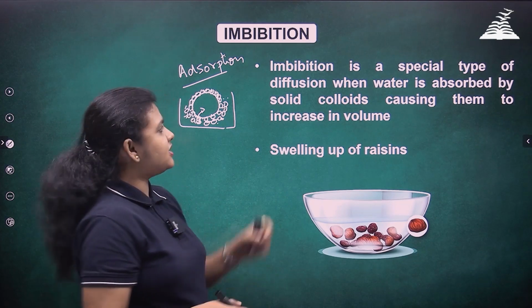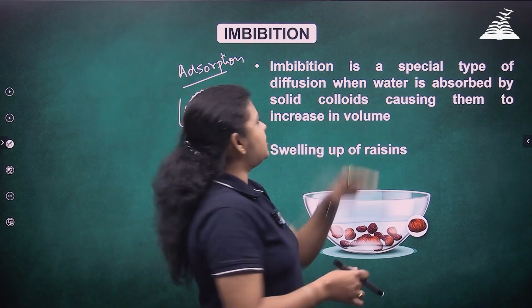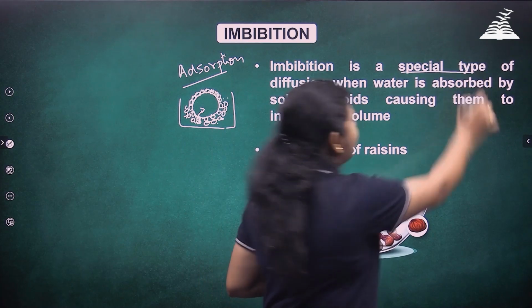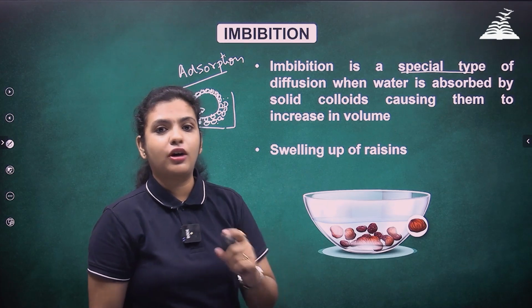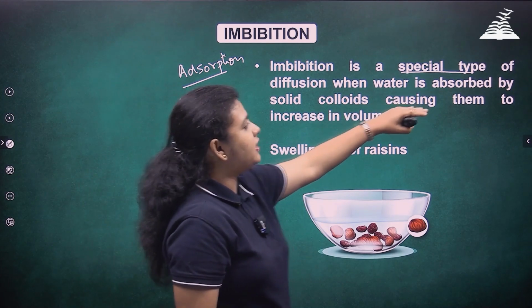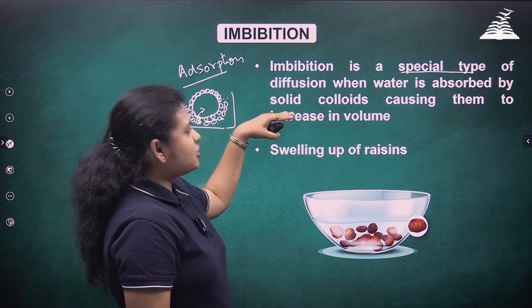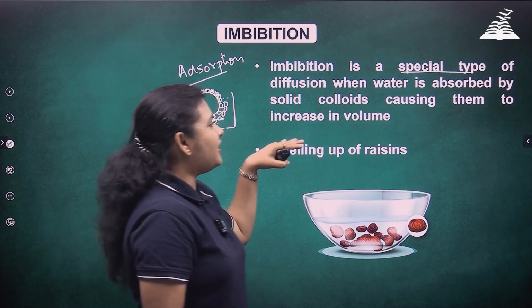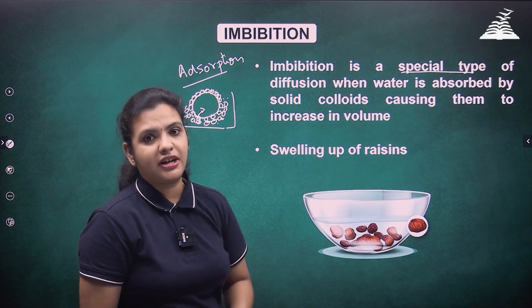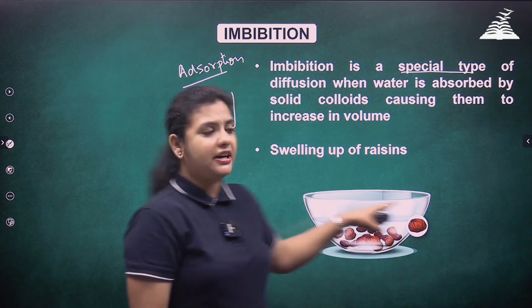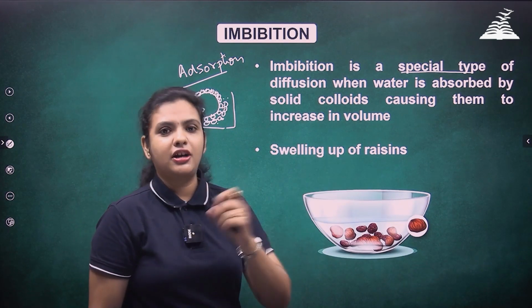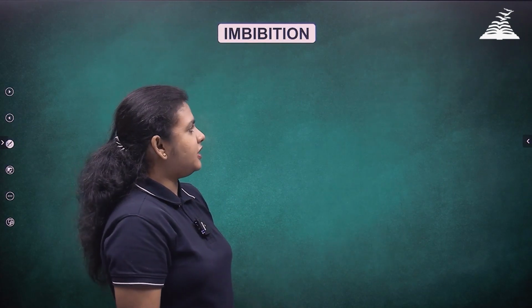What does your definition say? Imbibition is a special type of diffusion. Again, diffusion, movement of molecules from higher to lower concentration, when water is absorbed by solid colloids, causing them to increase in volume. That is imbibition. Very simple, and this is the most repeated example asked in your NEET papers or CET papers.